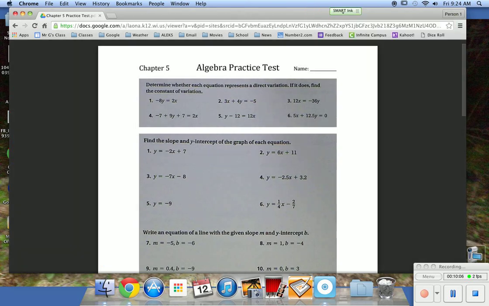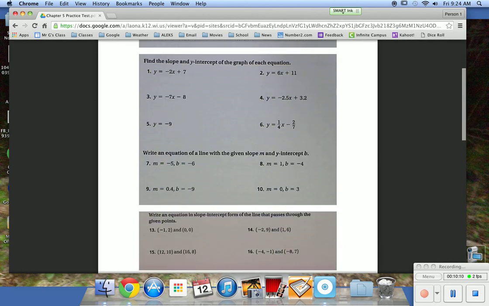All right. Let's take a look at the next ones here. Find the slope and y-intercept. Now, it says graph each equation. I'm not going to have you graph right here. All right.